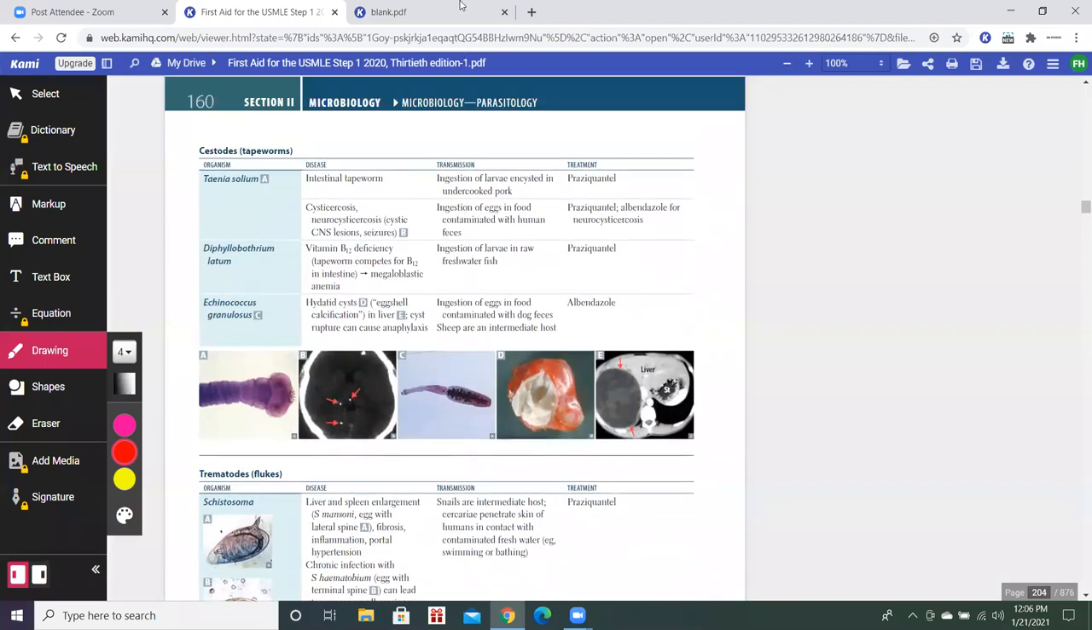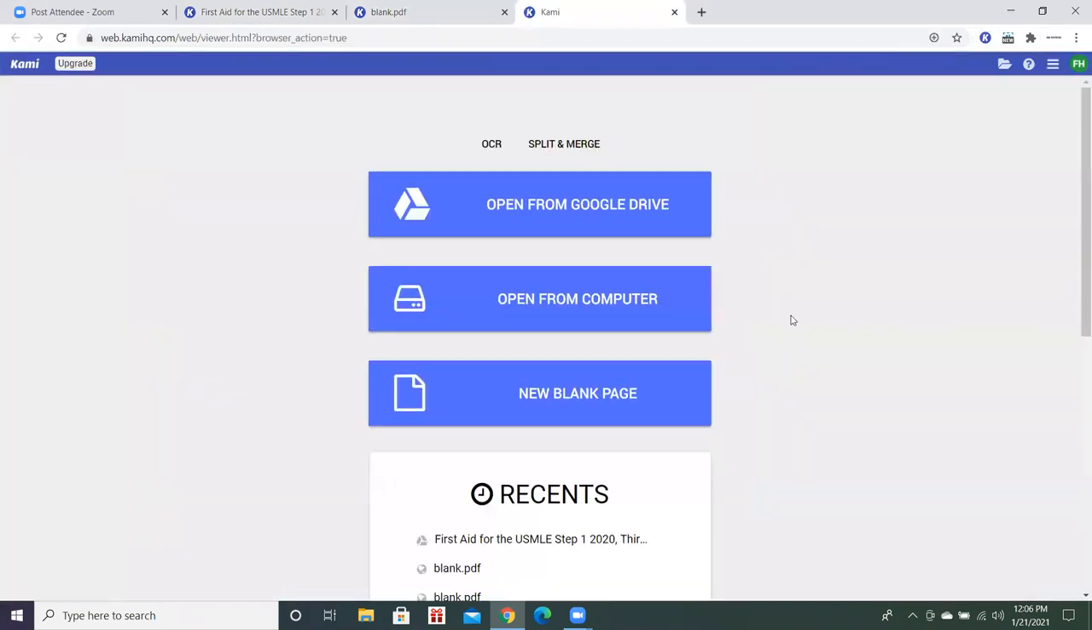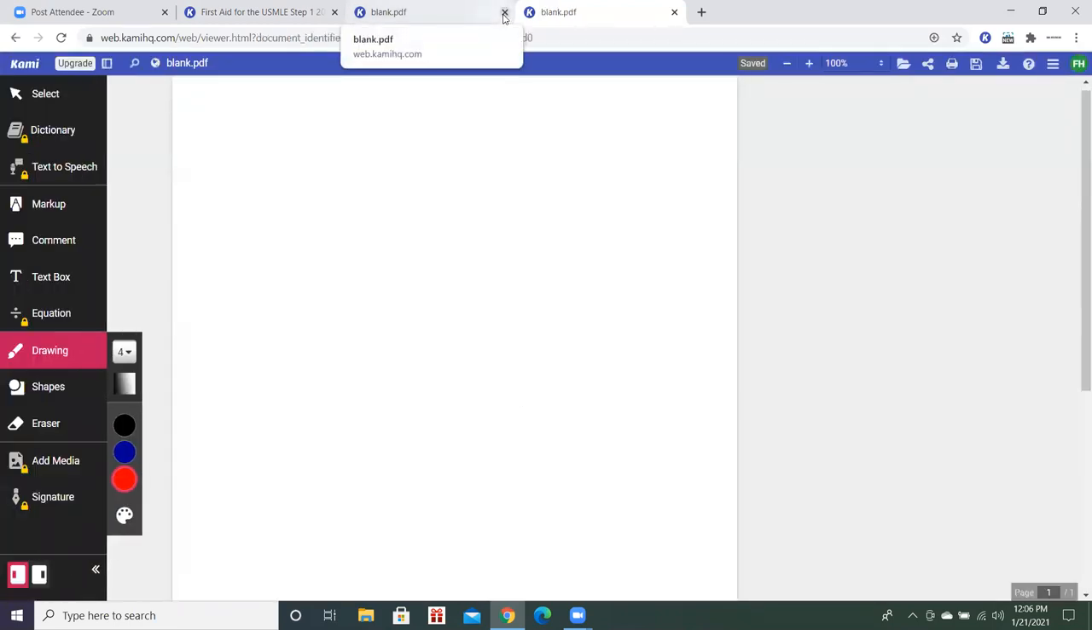Okay. Are we ready to begin the discussion on cestodes? Cestodes are very easy to understand, because cestodes are very common. So I'm pretty sure you guys have learned or heard about this before, okay?